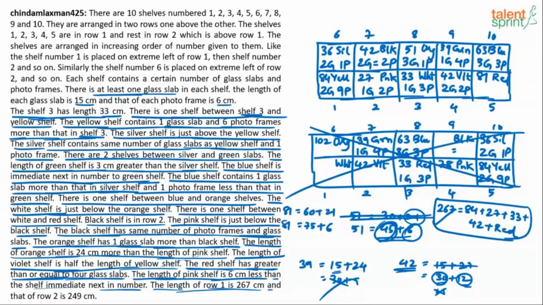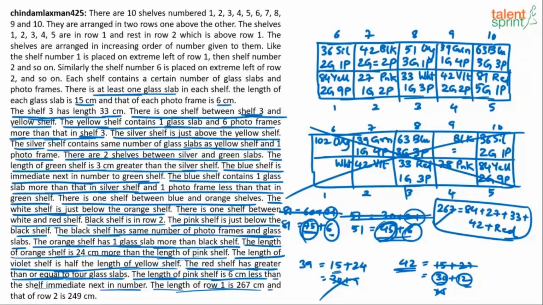So the point is, again, 21 is not a logical way for the number of frames. It is 3.5 frames, so ruled out. 75 plus 6 makes sense. I can say 5 glass slabs and 1 photo frame. 5 glass slabs and 1 photo frame. Done.